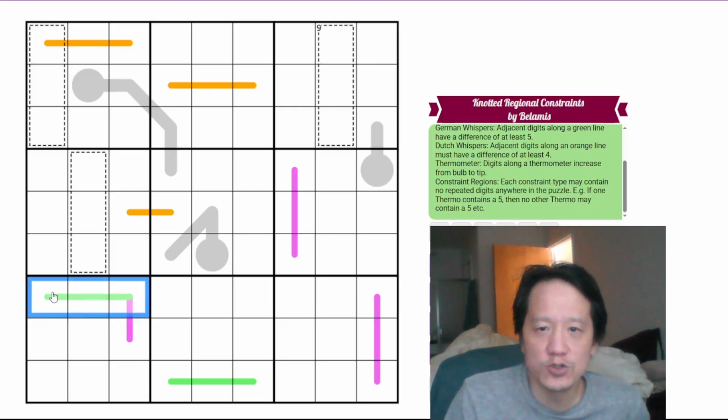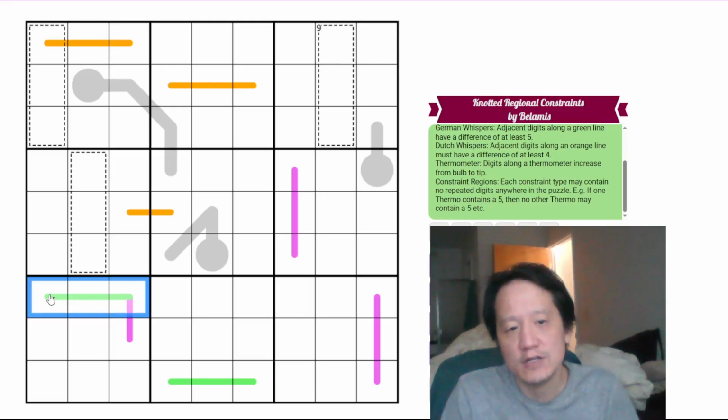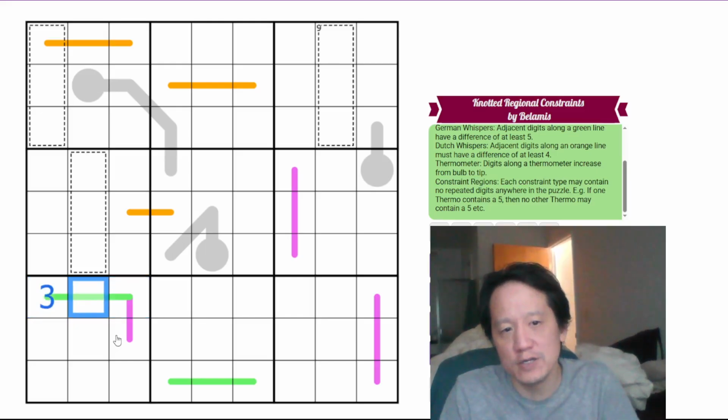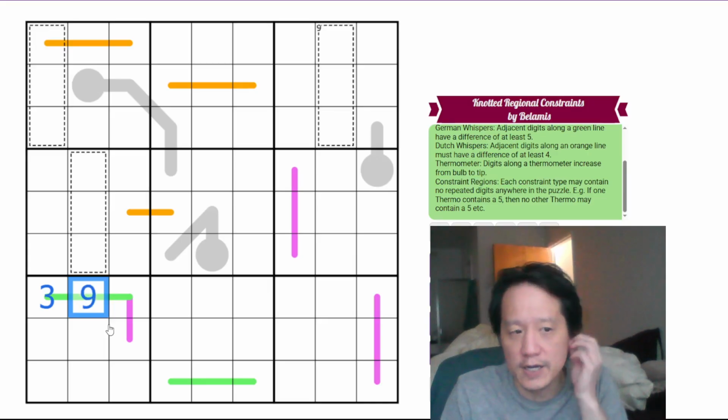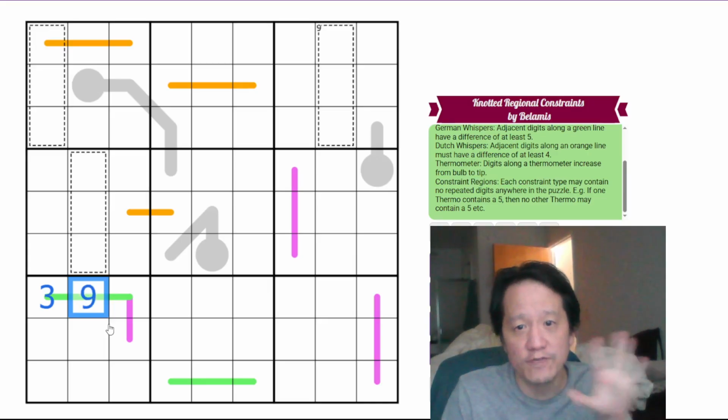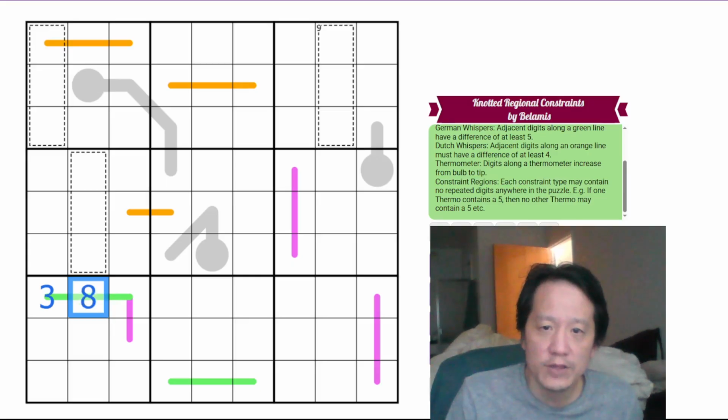And then you have German whisper lines, where adjacent digits along a green line have a difference of at least 5. So, for example, if this were a 3, this would have to be an 8 or a 9, because those are the only digits that are 5 or more away from 3.